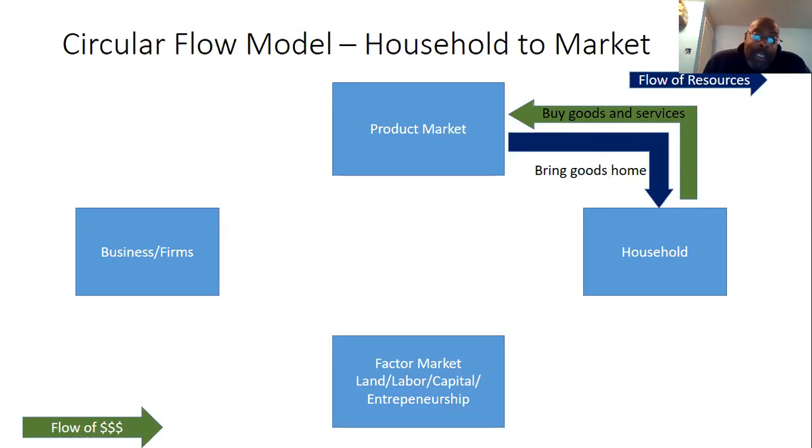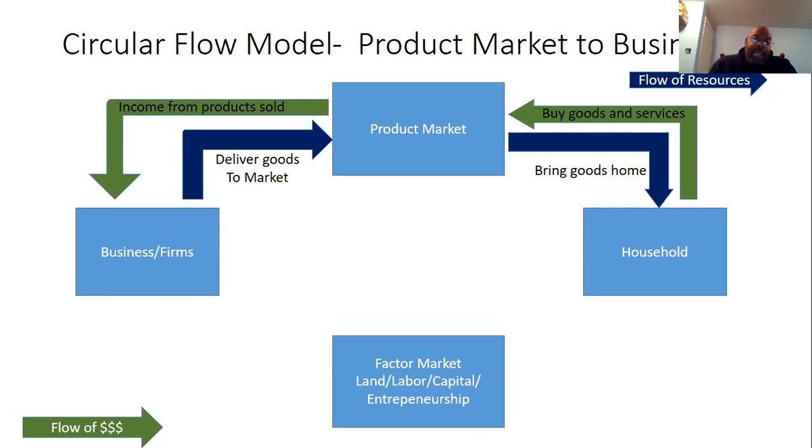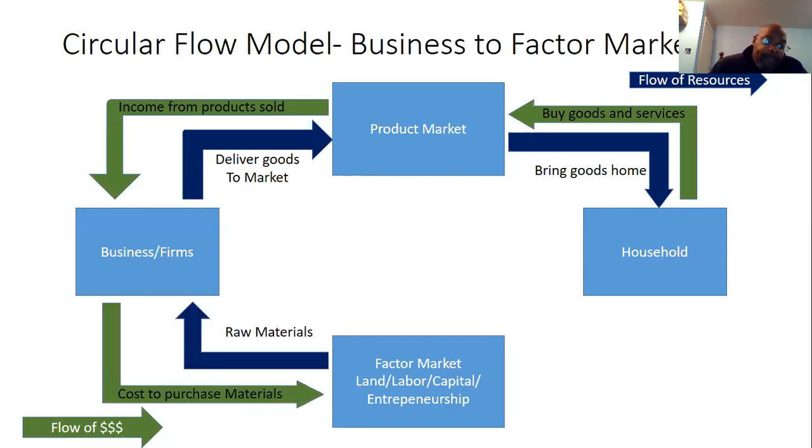Or if you need to buy a new TV, you go to the market, you purchase the TV, and then you bring that home with you. Okay, so that's that first level of the market. The second level of the market is what happens to the businesses. The businesses deliver that good or service to the market. They make it available to the consumer, and they get money. Their income comes from that product being delivered to the product market, or that service being delivered to the service market. Okay.